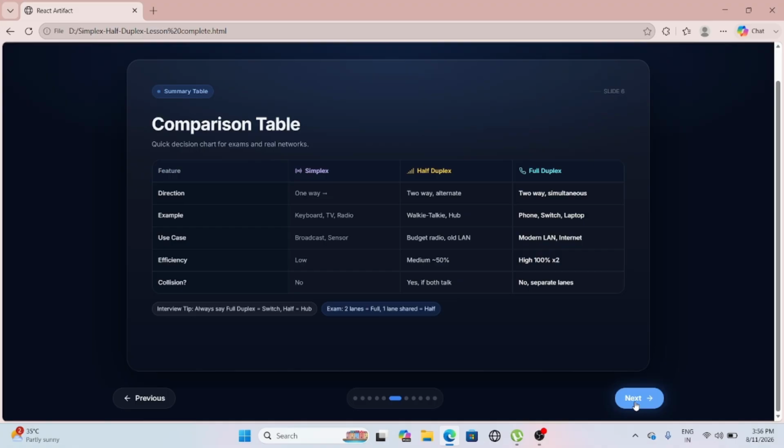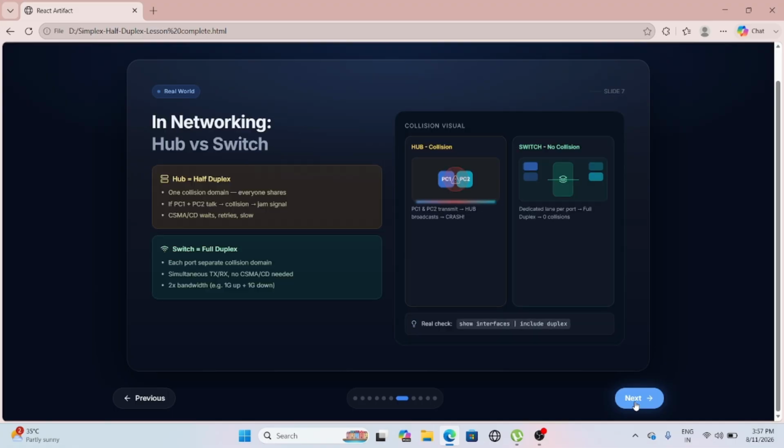Okay, now let's connect it to real networking. Now you may be thinking, why do I need to learn this in a networking course? Because these concepts appear directly in real networking environments.